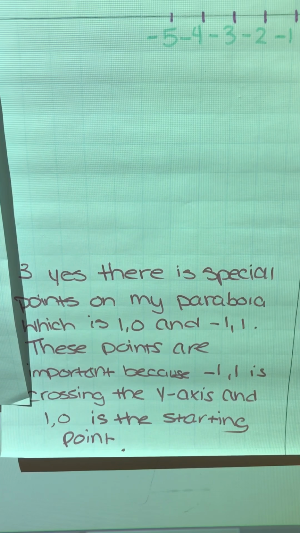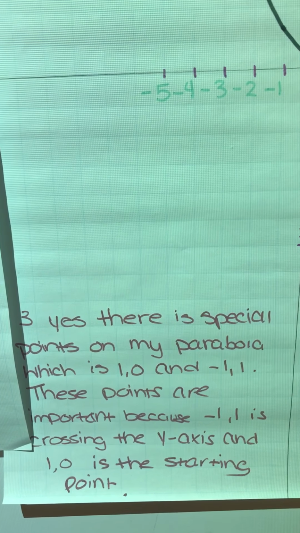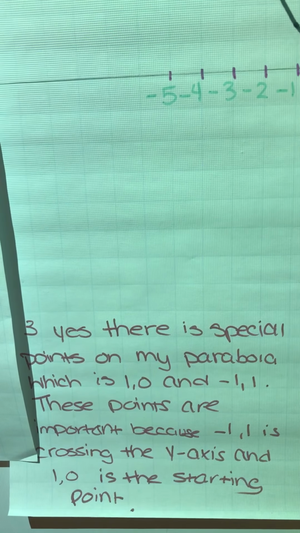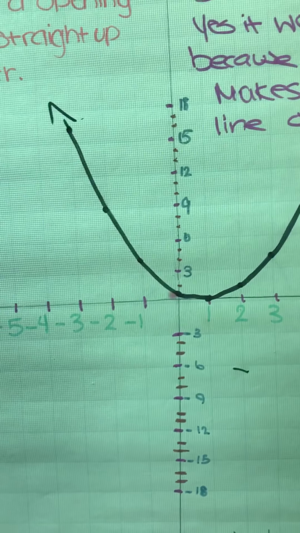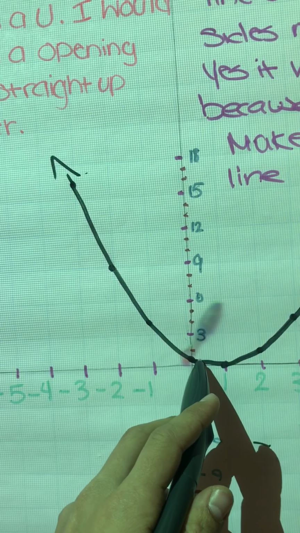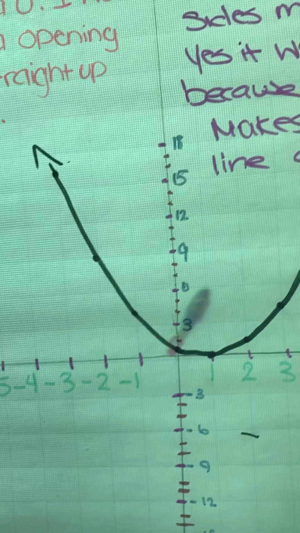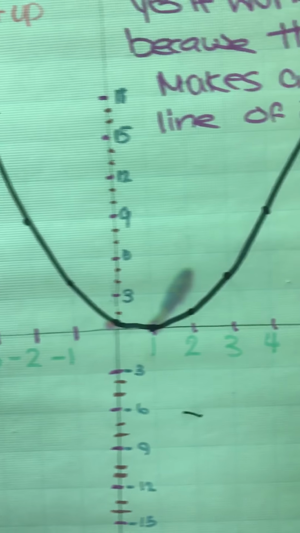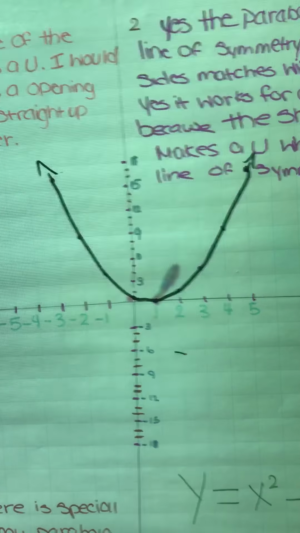Yes, there are some special points on my parabola, which are 1, 0 and -1, 1. These points are important because -1, 1 is crossing the y-axis, and 1, 0 is the starting point. So let's take a look. Yep, so 0, 1, that definitely is crossing the y-axis, so we call that a y-intercept. And then we also have this point of 1, 0. Now, they call that a starting point, and I don't necessarily know if I would call it that.